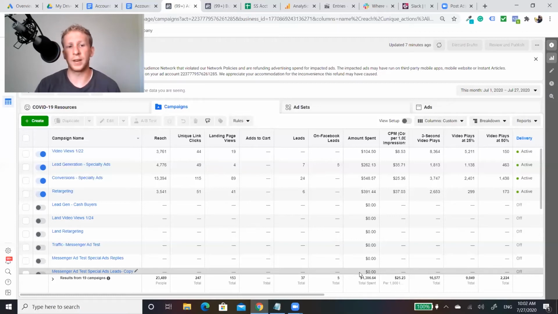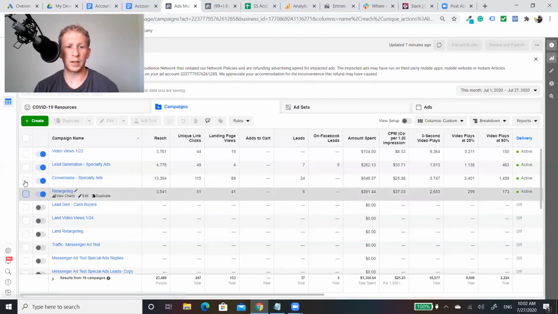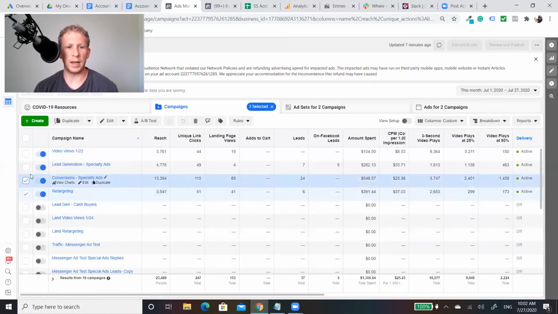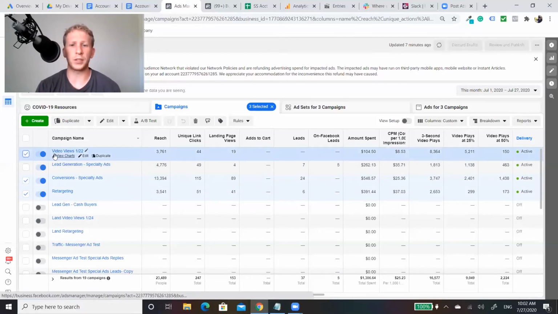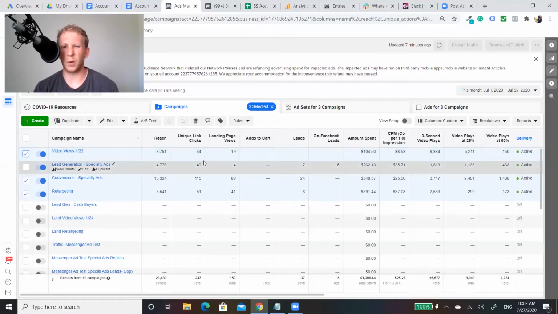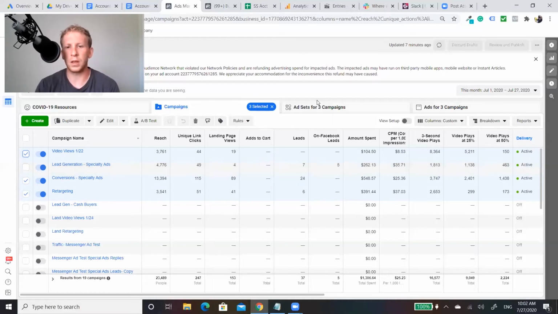Now we have to look at only the campaigns that are driving people to the page. So we've got the conversion campaign, and a retargeting campaign driving to the landing page, as well as the video views linked to the website. That one's going to be a little different, and that's where we'll see a bit of discrepancy. With lead generation, we're not interested in how many people went to our website, because we're trying to send people to the lead form.